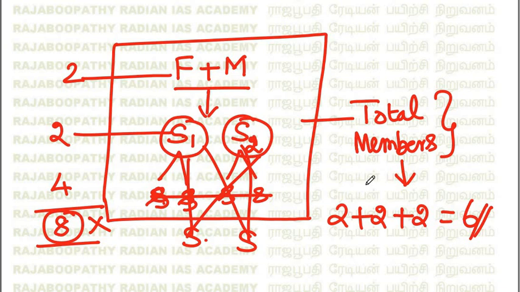Therefore the answer is 2 plus 2 plus 2, 6. Look, many of you answered 8. 8 is incorrect. Understood?